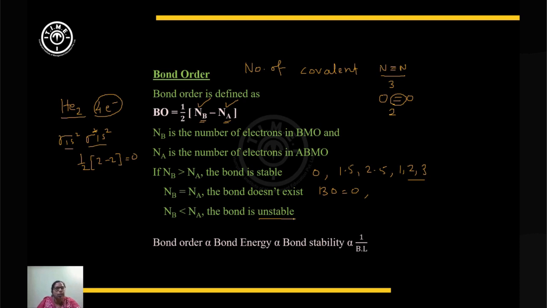Bond order is directly proportional to bond energy, which is directly proportional to stability. So if bond order is more, bond enthalpy also will be more, and the molecule is more stable, or the species is more stable, but bond length decreases. So with increase in the number of bonds or the bond order, the bond length decreases. I hope this is clear about the bond order.